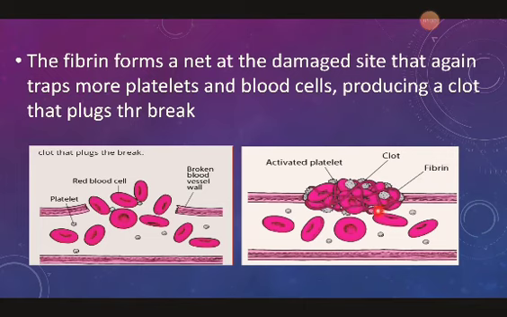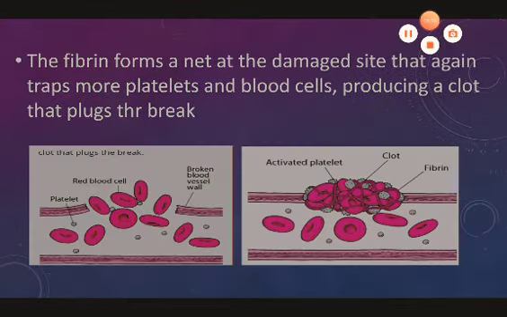After the creation of this net, they attract more and more platelets. More and more platelet cells will get accumulated in this region. The fibrin forms a net at the damaged site that again traps more and more platelets and blood cells, producing a clot that plugs the break. Plugs means to close a break. Now you must draw this picture, and for your better understanding you must also write all these points in your notebook as notes.